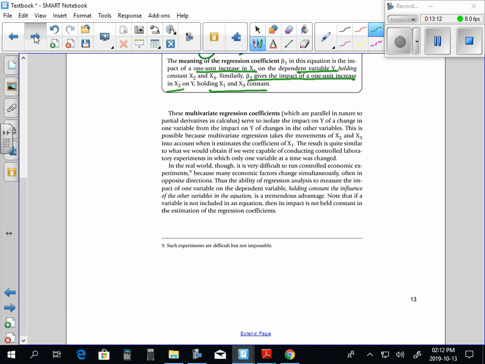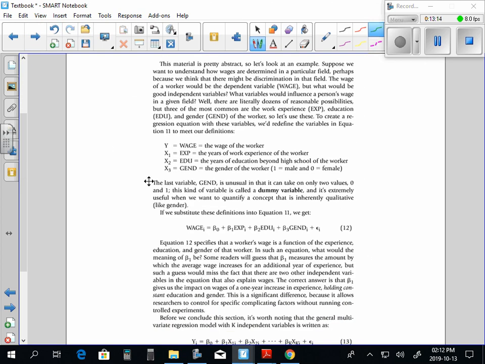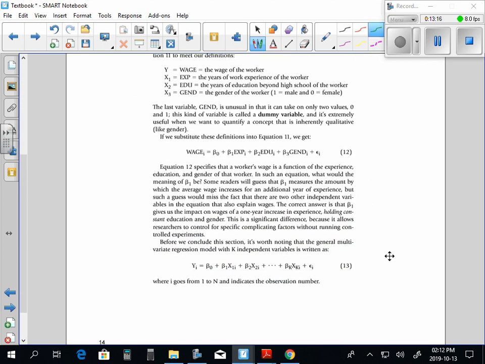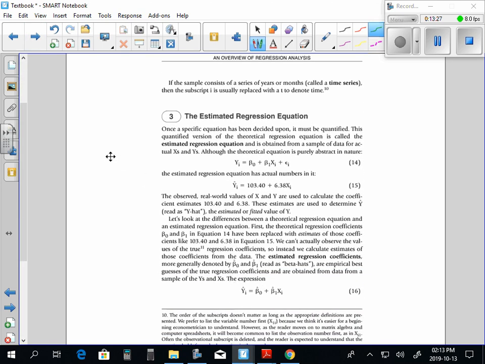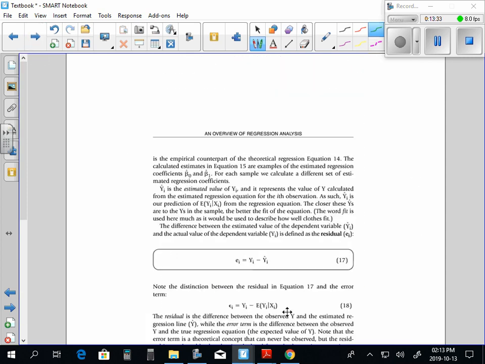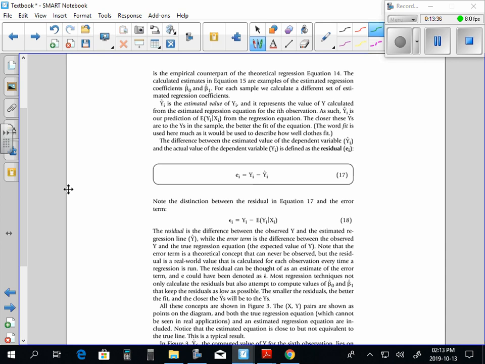Multivariate regression coefficients: it can have a situation like this where we're talking about the wage. It is a function of experience, education, and gender. Those are different variables that we can include to estimate, to represent a wage that someone is going to earn. Estimated regression equation: we can have one, and then we have the error term. Don't forget our residual is represented by the actual observations minus the estimated observation.